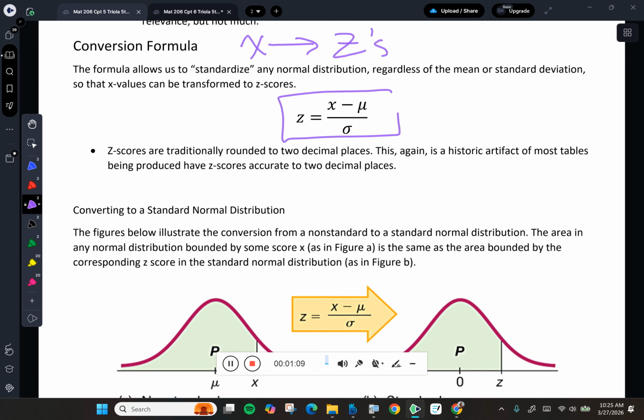Well, here's the formula. The formula says that any x can be turned into a z-score by taking x minus the mean for x's distribution and then dividing that difference by the standard deviation for x's distribution, where this guy right here and this guy right here are going to be the mean and the standard deviation of the x's. Traditionally, when you do this, we round our z-scores to 2 places. This is a historic artifact. It's not really a rule, but it's done a lot.